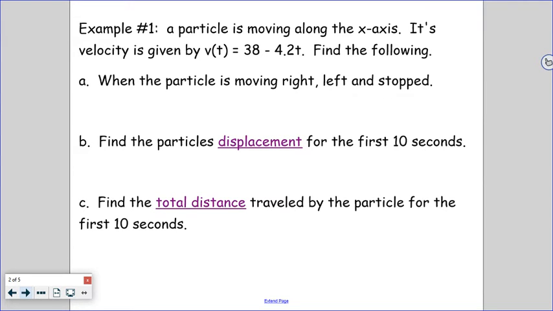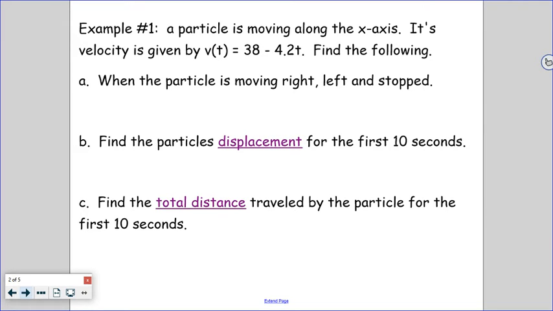A particle is moving along the x-axis. Its velocity is given by v of t equals 38 minus 4.2t. And we are supposed to find the following. Part A, when is the particle moving right, left, and stopped? Part B, what is the displacement? And part C, what is the total distance? All those words should sound familiar.